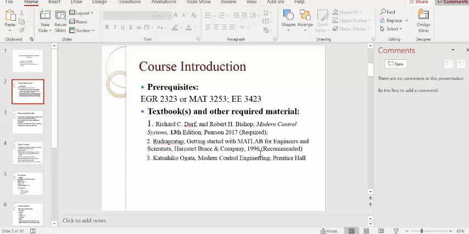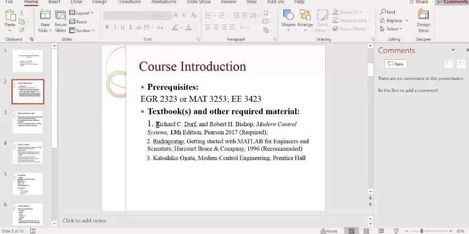This is the course introduction, the basic information for the course. There's a prerequisite for this course, which is EGR 2323 or MAT 3253 or EE 3413. Some students may want to make a special request to take the class even if you have not taken the prerequisites. That means you probably have to show evidence why you don't need the prerequisite. Or if you're taking the course in summer, that can be approved if your grade is above a certain level.